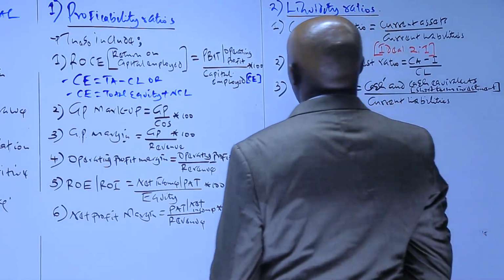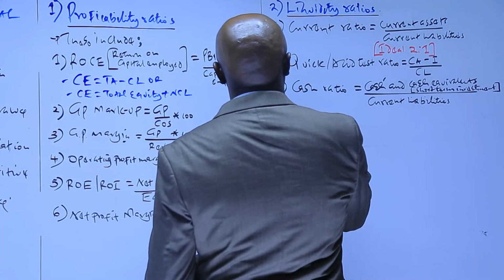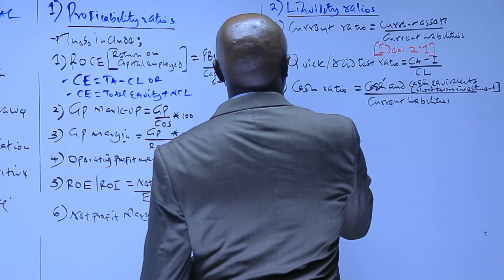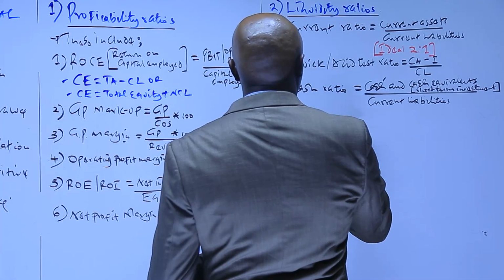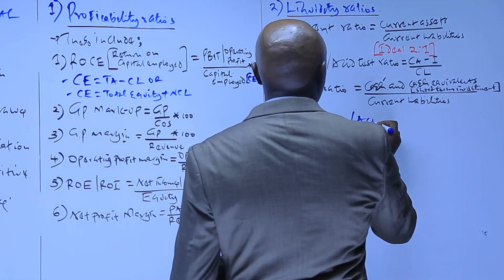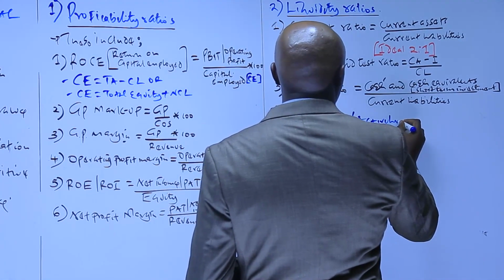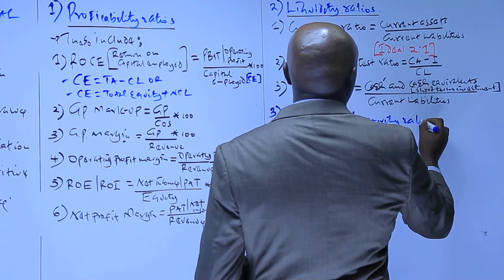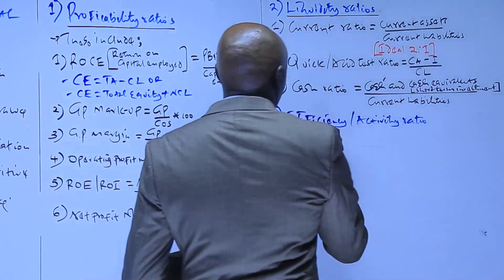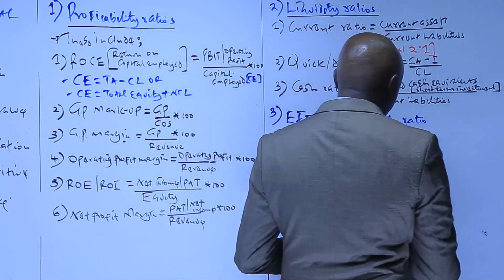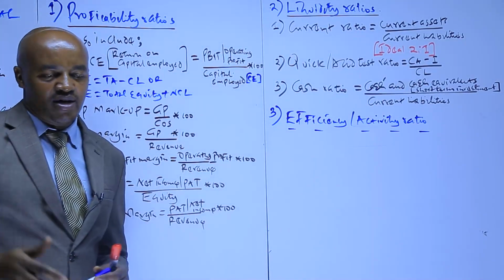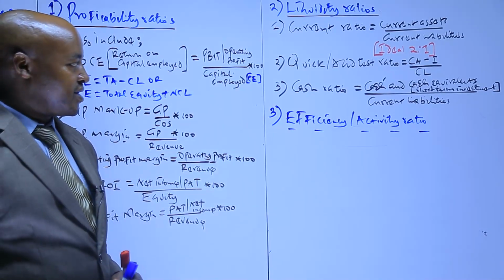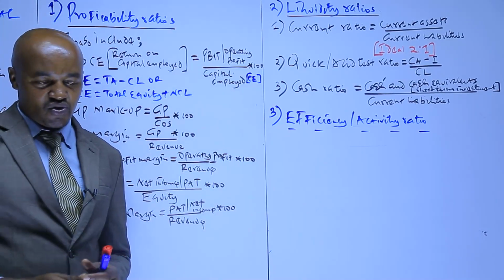Let's move and look at the other category of ratios, number 3, and that is efficiency, or activity, ratios. I think we have already said that these are ratios computed to determine how efficiently the company is using its assets to generate profit.